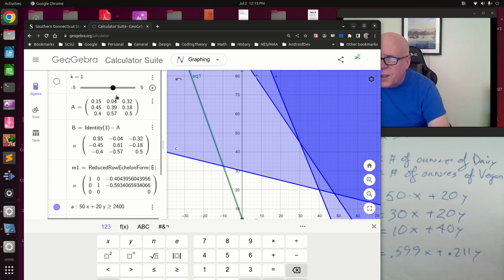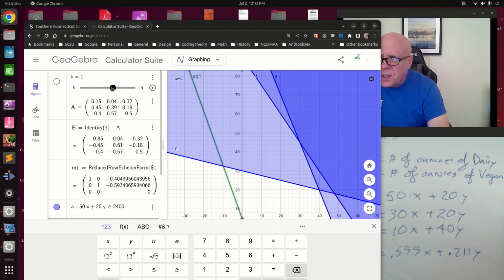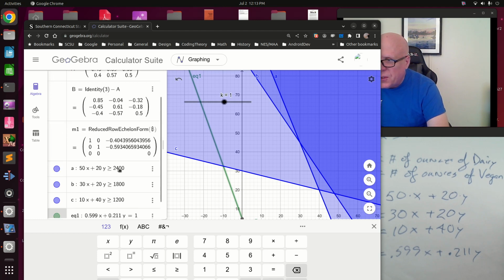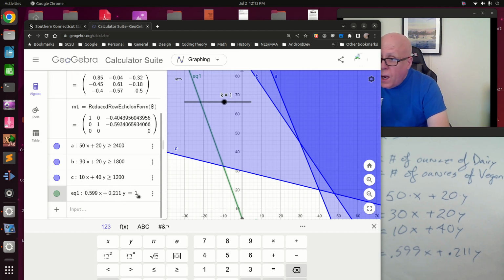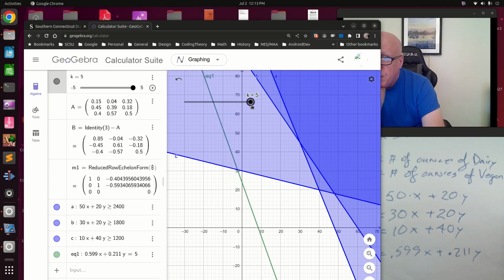Oh, I see. The slider's up here. Darn it. So it's in there. It's just that the k is already set to 1. It wasn't turned on, so you couldn't see it on the screen. There we go. Okay, so there's our objective function, and if we move the slider around, we'll move where that line appears, but we don't change its slope.